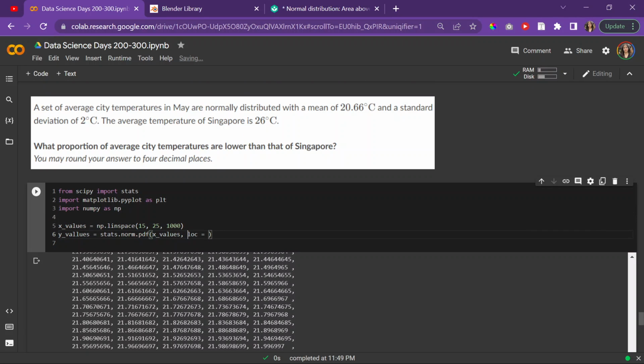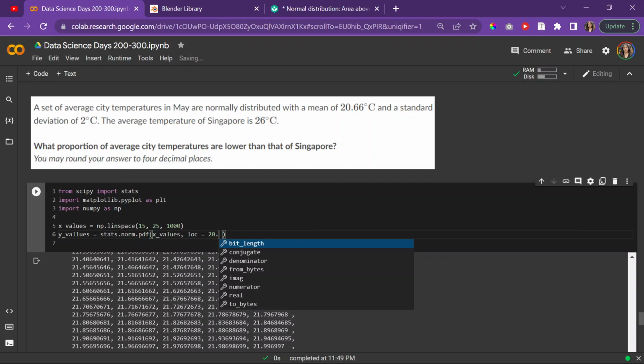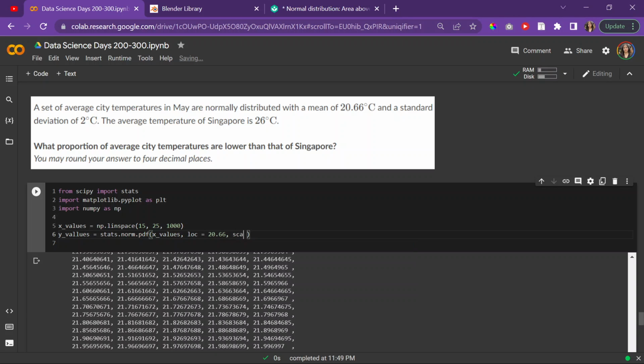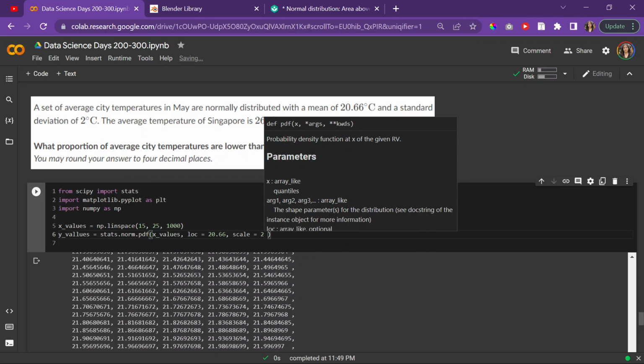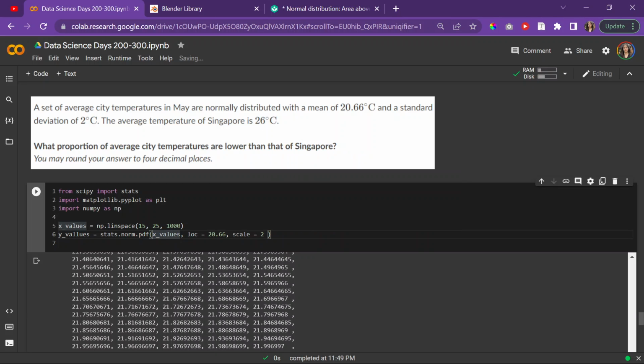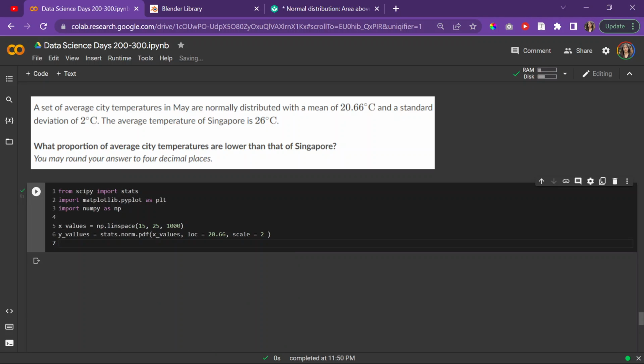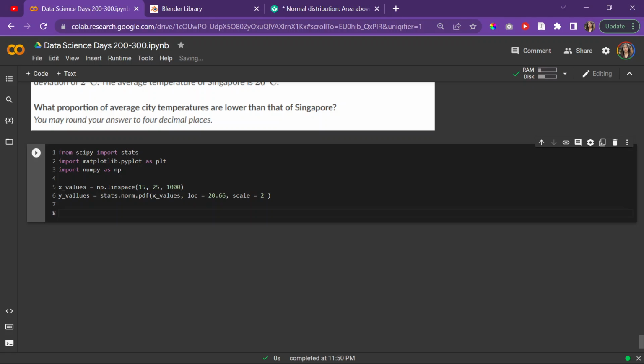So mean is the same thing as loc in this case. They give us a loc, or a mean, of 20.66, and then our standard deviation is scale in Python, and that is going to be 2. If you get confused between loc and scale, you can always say scale starts with S, standard deviation starts with S, so scale is standard deviation, and the one left is the mean. Okay, I'm going to run that, and it gives you nothing because all we did is set those things to variables.